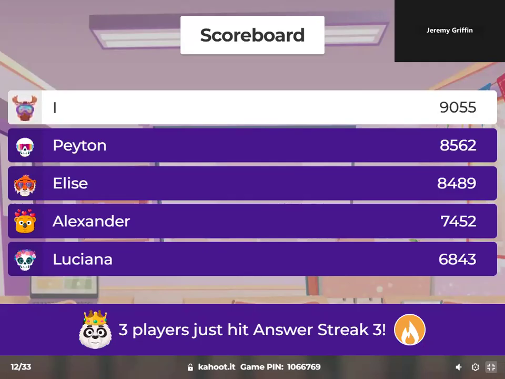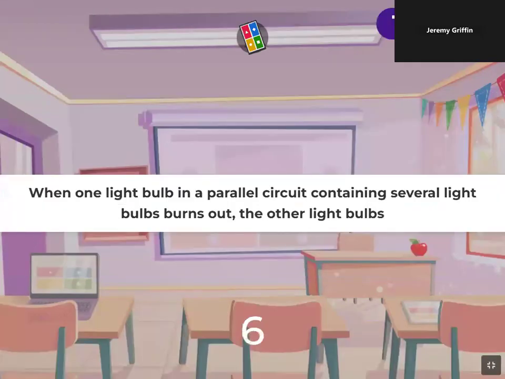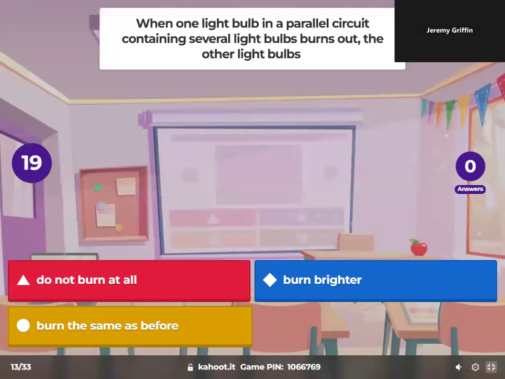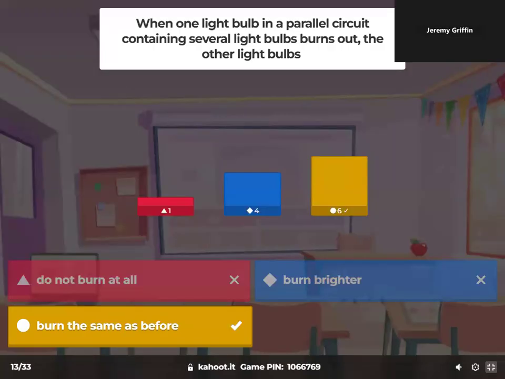There you go. One light bulb in a parallel circuit burns out. The other bulbs. Same as before. Same as before.